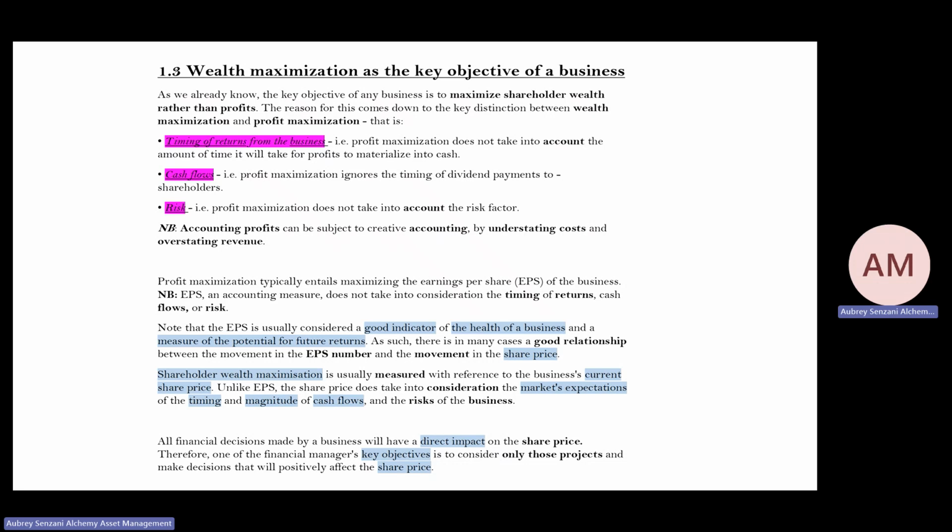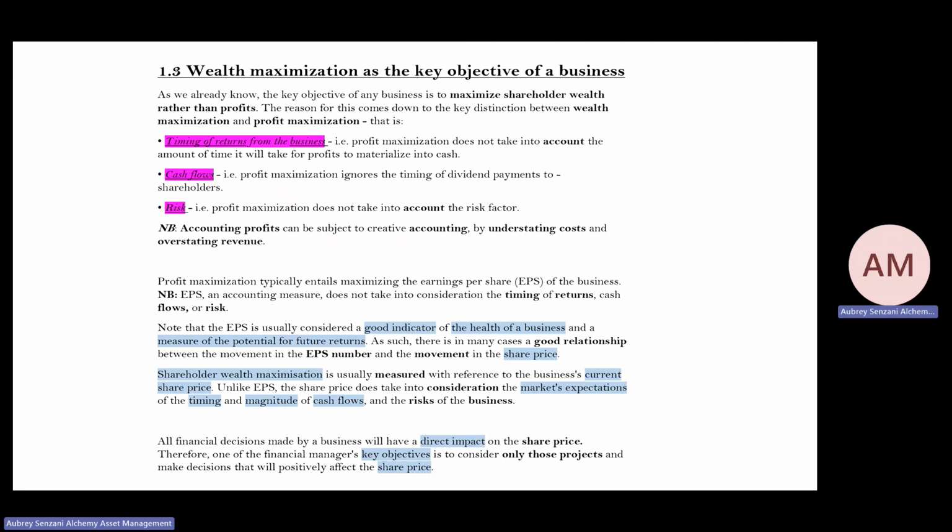Now, switching over to shareholder wealth maximization. It is usually measured with reference to the business's current share price. Unlike earnings per share, the share price does take into consideration market expectations, the timing and magnitude of cash flows, and believe it or not, the risk of the business. Okay? So, in other words, a financial manager should be more preoccupied with the actual share price of a business than the earnings per share of the business.